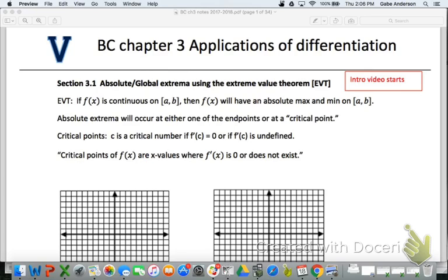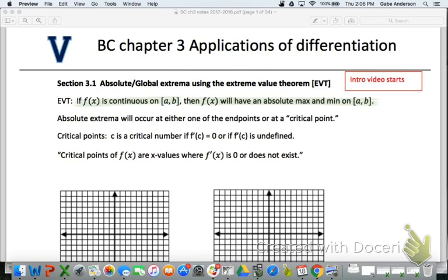So the extreme value theorem is this. This is basically addressing the existence of extreme values. If f of x is continuous on the closed interval a to b, then f of x will have an absolute max and min on that closed interval from a to b. This is just addressing the existence of these extreme values. Of course, we're going to have to do a little bit of work to actually find them. This just addresses the existence.